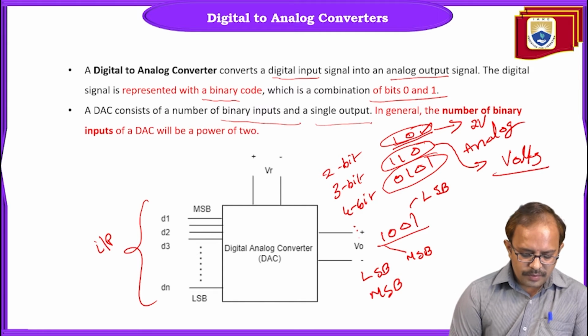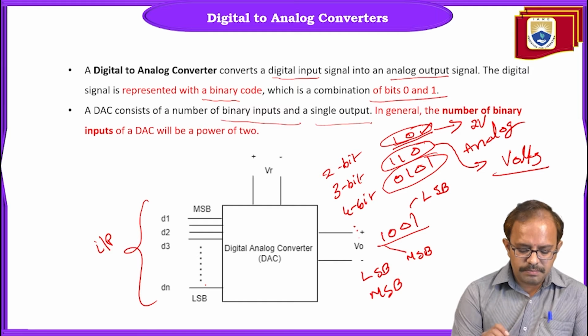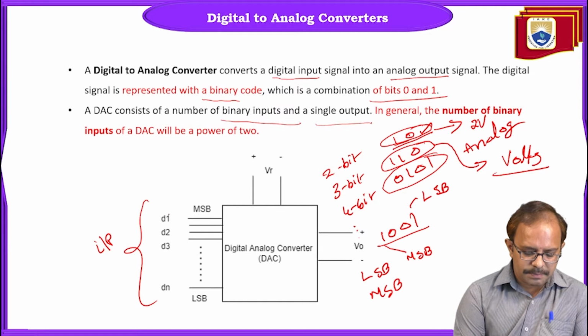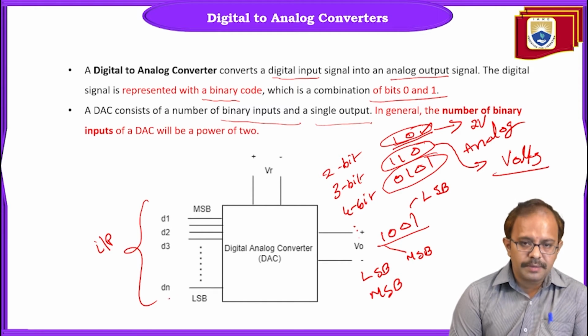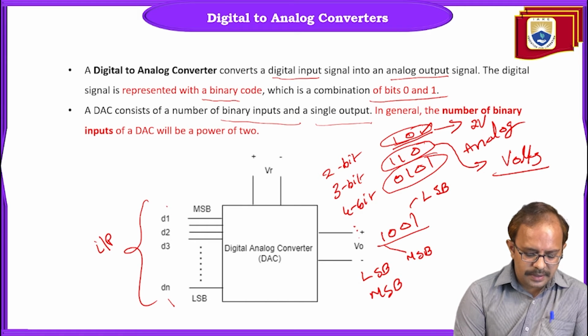So here we are going to say this is an n-bit operation where the first binary bit is represented as DN, and the last bit is represented by D1.